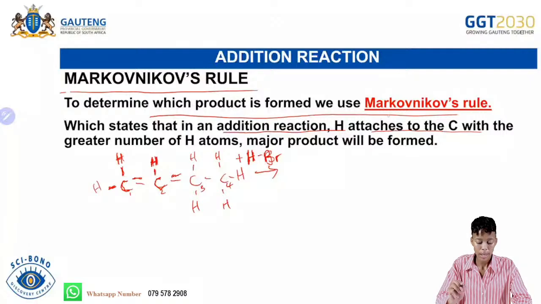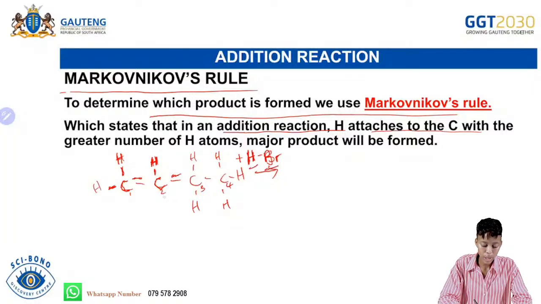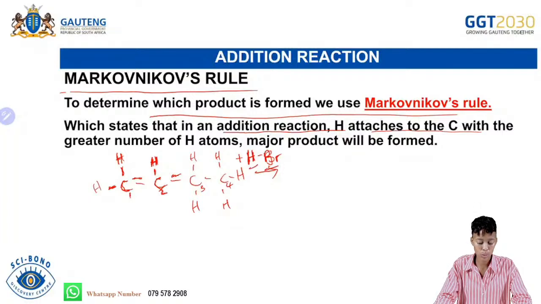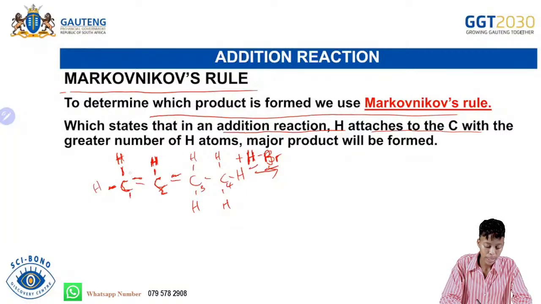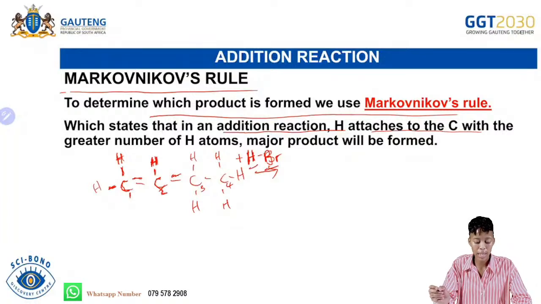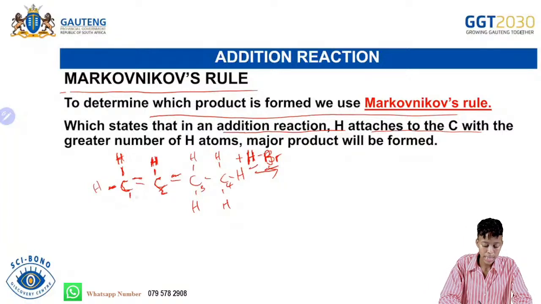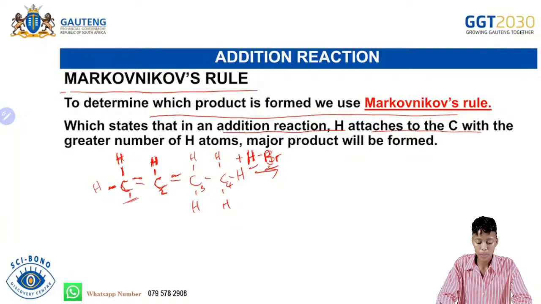We are going to use Markovnikov's rule. So we need to add this hydrogen and the bromine. We can add the bromine on carbon number 2, or on carbon number 1, or vice versa, add the hydrogen on carbon number 2 or on carbon number 1. But the rule says the hydrogen will be attached to the carbon that has a greater number of hydrogens. So between carbon number 1 and carbon number 2, which one has the greater number of hydrogens? We can see that carbon number 1 has the greater number of hydrogens.